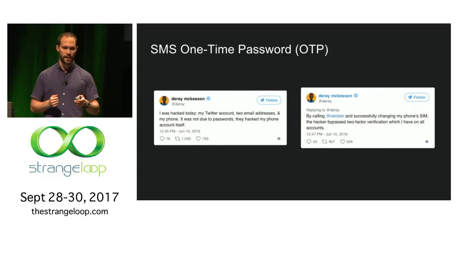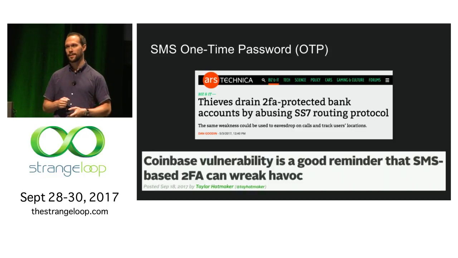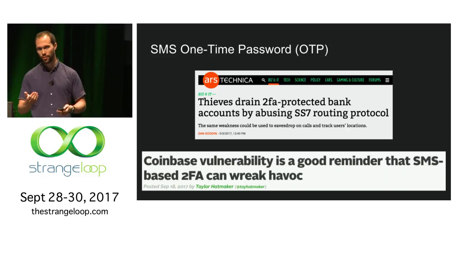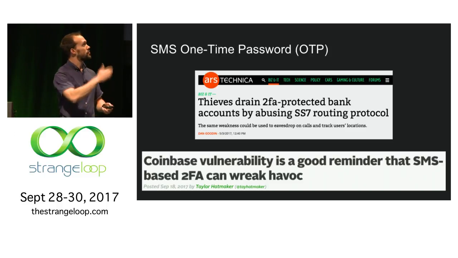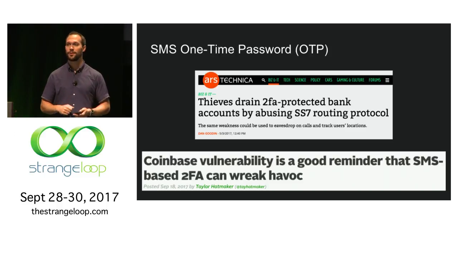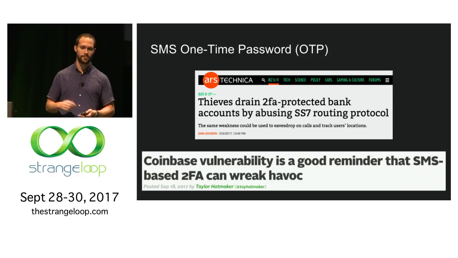More recently, we've been seeing these attacks that exploit the SS7 routing protocol, which is used to interconnect telecoms and also handles SMS around the world. So thieves stole money from German banks in May using this type of exploit, and just last week, a security firm demonstrated a proof of concept where you can drain someone's Coinbase Bitcoin wallet with the same type of attack.